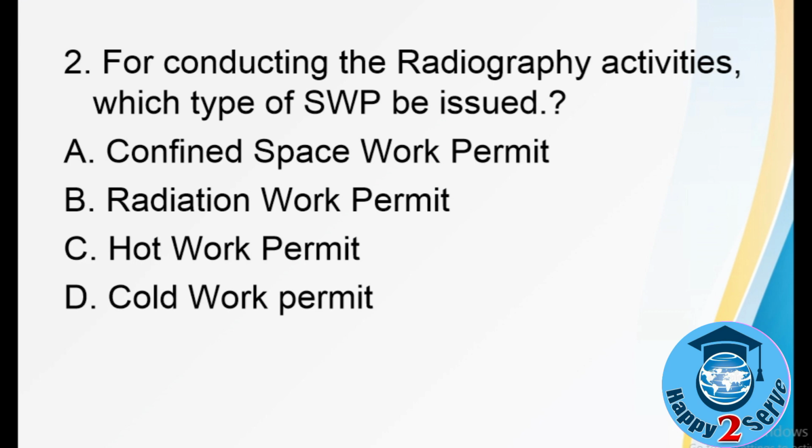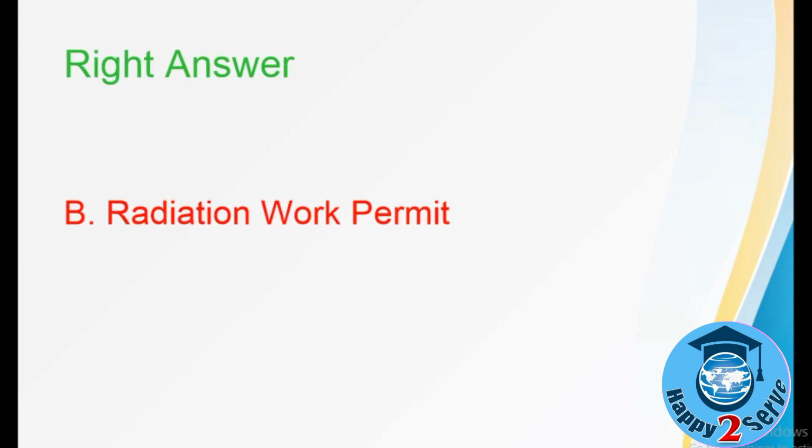2. For conducting radiography activities, which type of SWP should be issued? A. Confined Space Work Permit. B. Radiation Work Permit. C. Hot Work Permit. D. Cold Work Permit. Right answer: B. Radiation Work Permit.